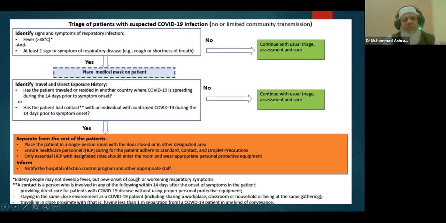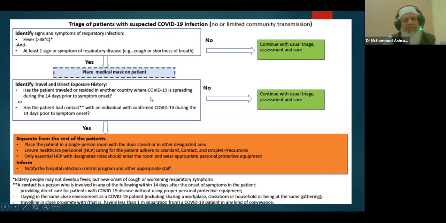Ensure healthcare personnel caring for the patient adhere to standard contact and droplet precautions. Only essential healthcare personnel with designated roles should enter these rooms and wear appropriate personal protective equipment. Information should be given to notify the hospital infection control program and other appropriate staff.